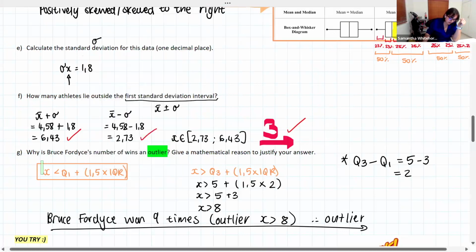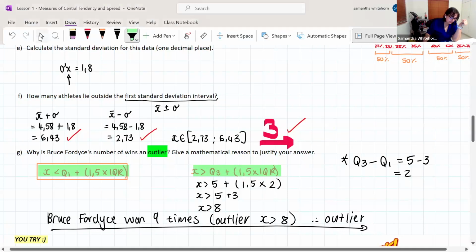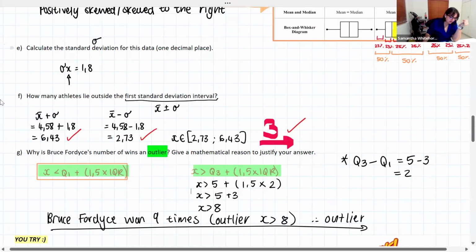Okay, so those formulas again are here. And remember, an outlier is looking at how far away it is from your central point. So that's why we can use IQR, because that is a spread measure.